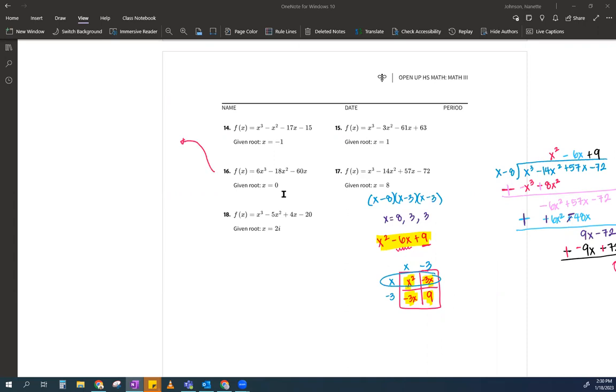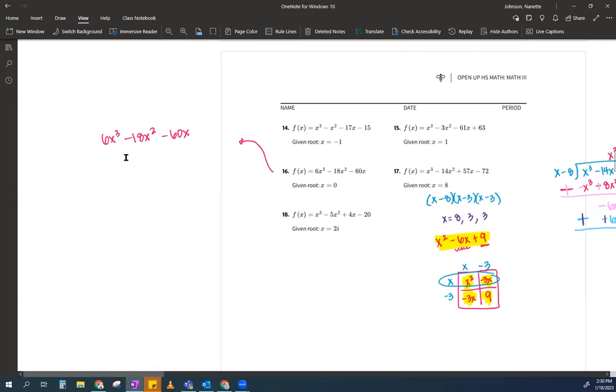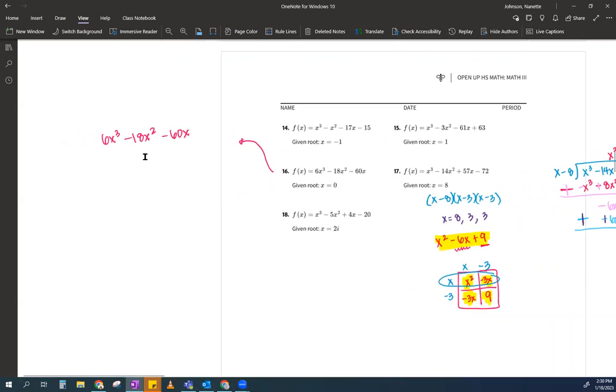So I get 6x cubed minus 18x squared minus 60x, right? The very first thing I'm going to do is factor out the greatest common factor, which in this case happens to be 6x. So I'm going to take out 6x. Your task right now, if you're following along with me, is to figure out what goes in here. So you're playing who's missing, right? 6x times what gives me 6x cubed?